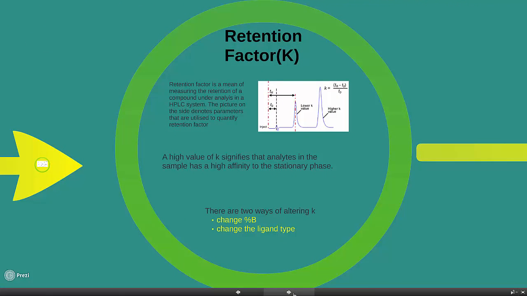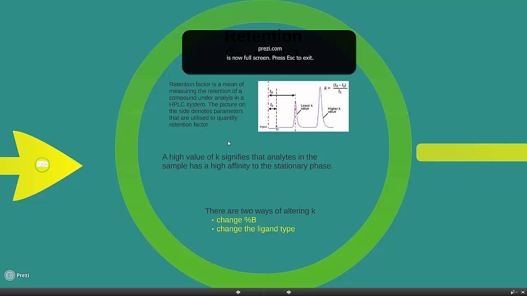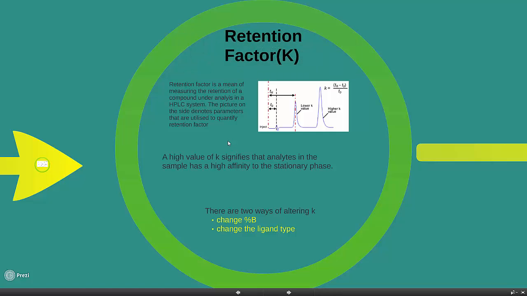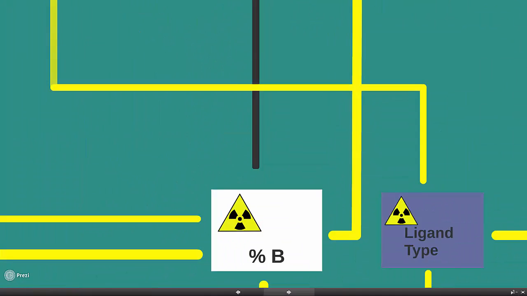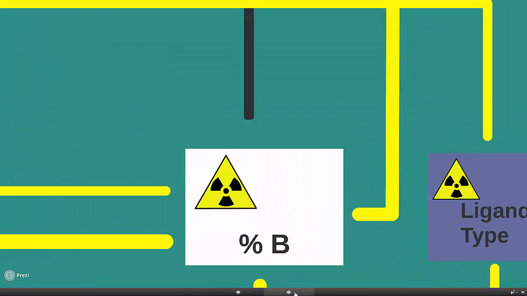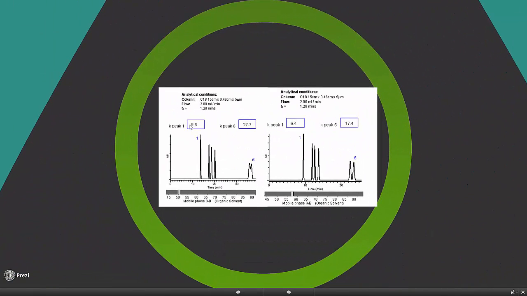So now let's look at retention factor. Retention factor is actually a means of measuring the retention of compounds in the column. If you have a high value of K, it signifies that the analyte has a high affinity to the stationary phase. You can change it by changing percentage B or changing the ligand type. How does percentage B change K? You can see here when we have percentage B of 50, K is equal to 9.6. Here when you have percentage B of 58, you can see 6.4. So from 9.6 to 6.4.